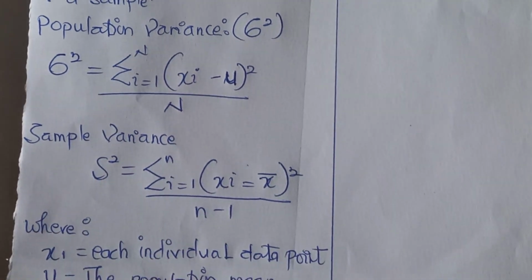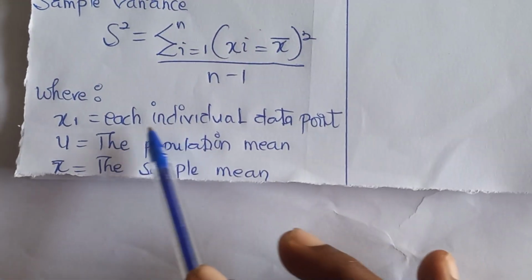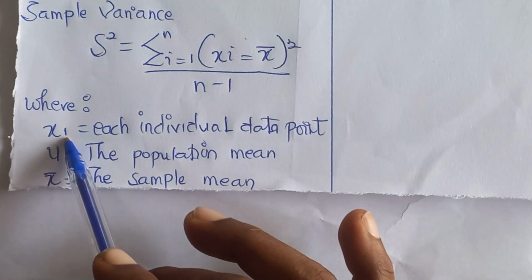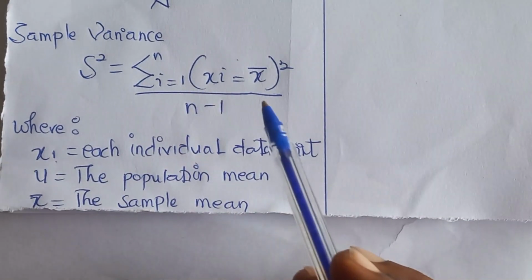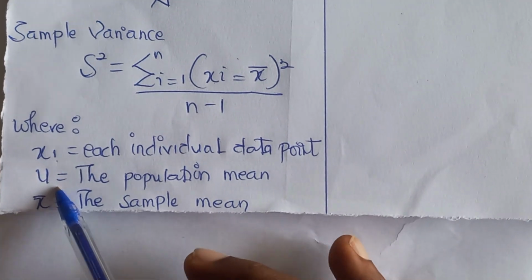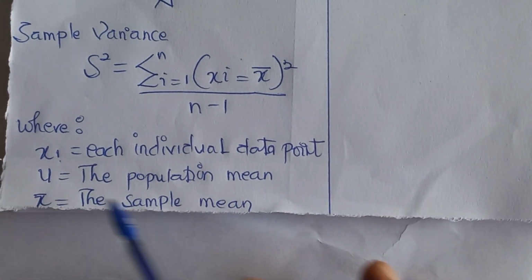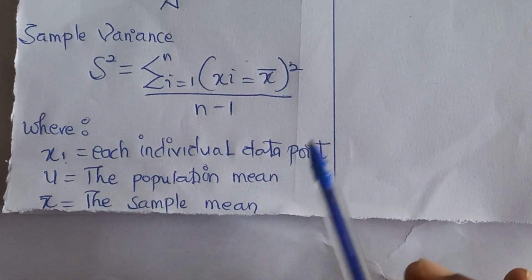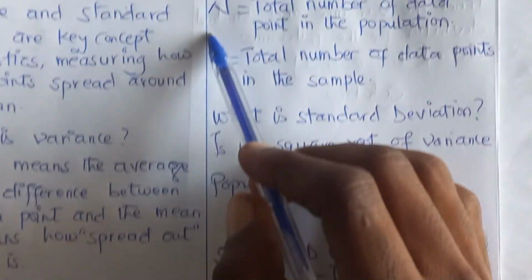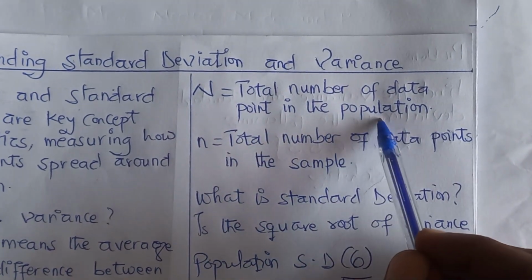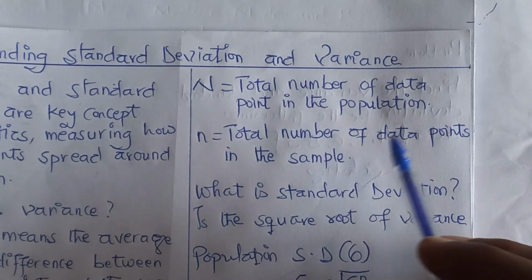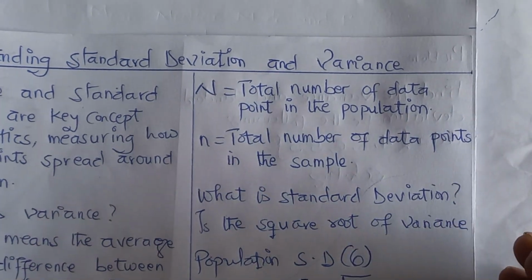Good. So let's understand some things here, where xi is each individual data point we have, mu is the population mean, x bar is the sample mean, capital N is the total number of data points in the population, and n is the total number of data points in the sample.